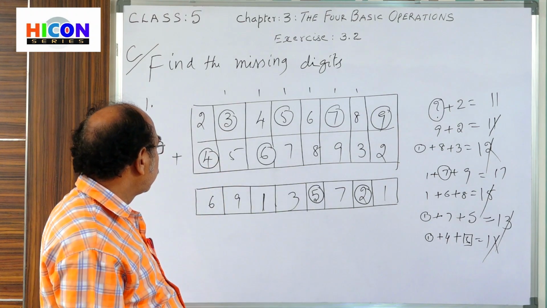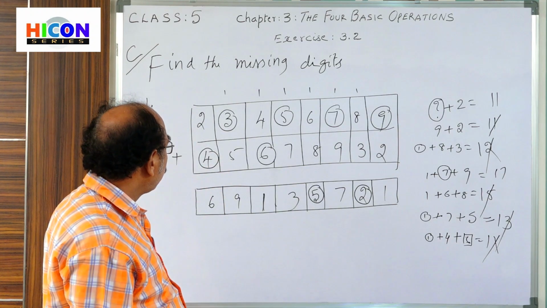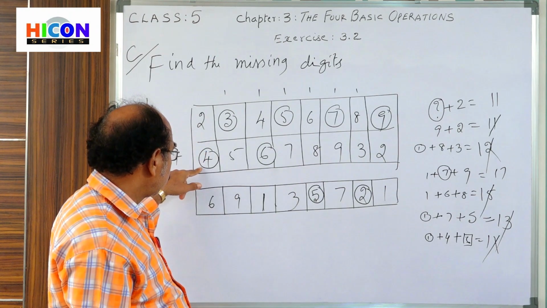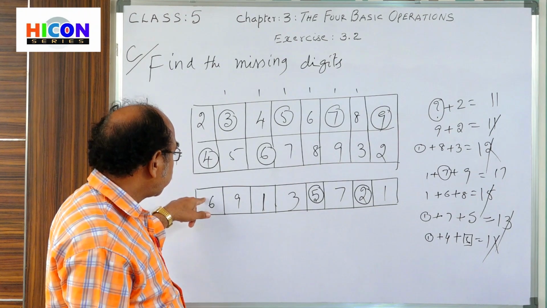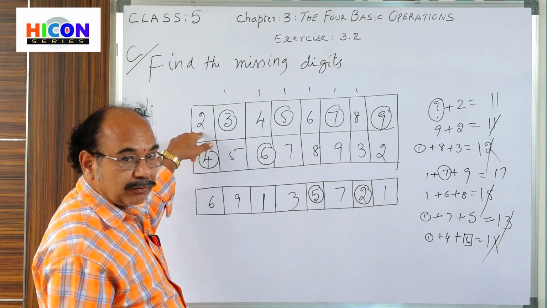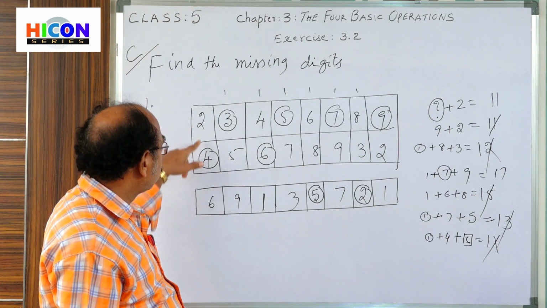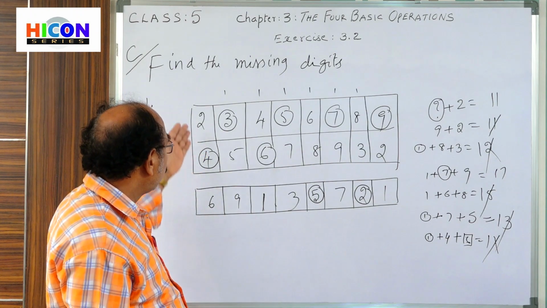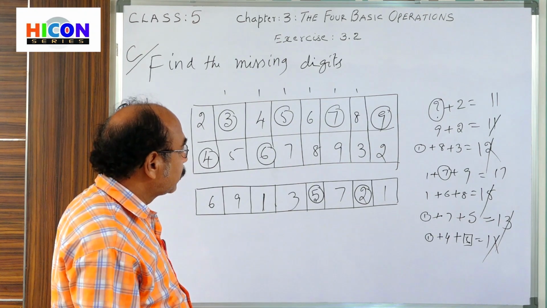Okay, children. Now here 2 is there. 4 is the blank answer. Here 6. To get 6, what is to be added for 2? 4 is to be added. Then 2 plus 4 is 6.